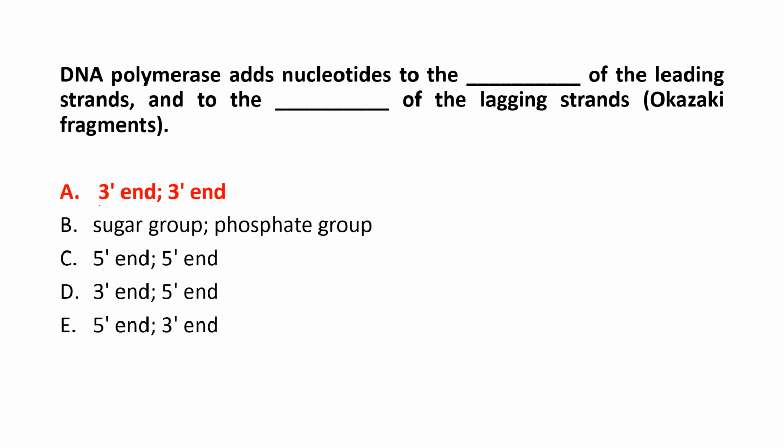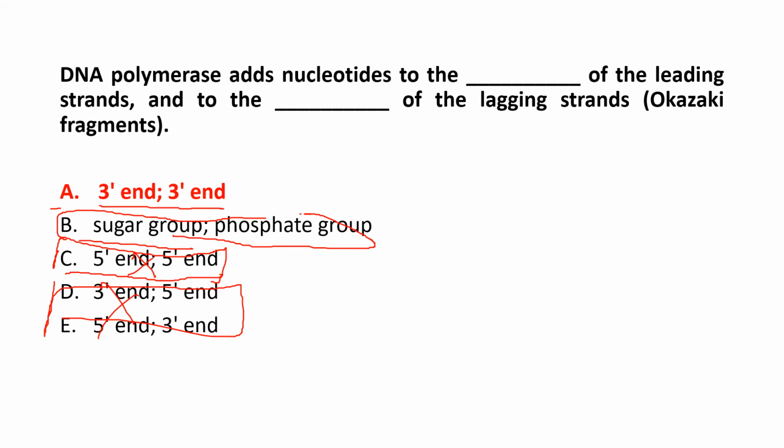So the only answer is A, the 3' and 3' end, because as we said, the polymerase always does it in the same way. So the ones that are different are wrong. This one that is 5', although they are the same, is actually attached in the wrong way. And this one doesn't make sense because it is attaching to a different part of the DNA. So A is the right answer.